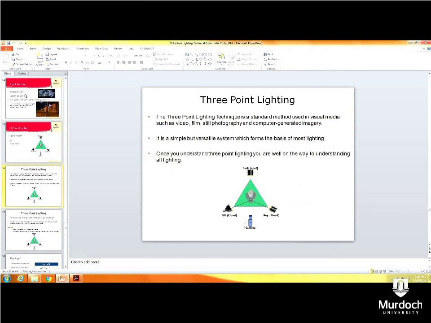So the reason we focus on three-point lighting is because you can do just about everything you need to do with three-point lighting. It's an extremely versatile system, and many photographers don't go beyond this. In fact, many photographers only use less than this. One light, just one simple side light, and maybe a reflector. But if you understand three-point lighting, you're well on the way to understanding lighting generally, and then can start adding, if you like, additional light sources.